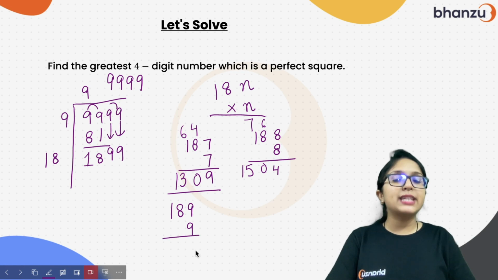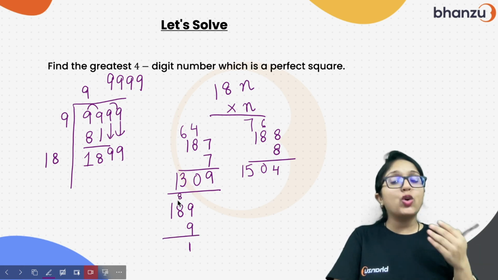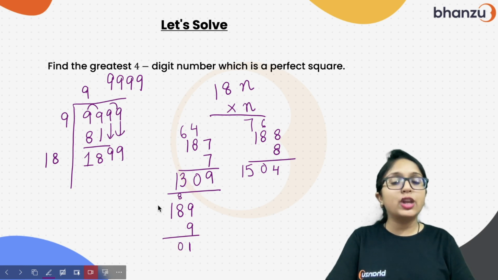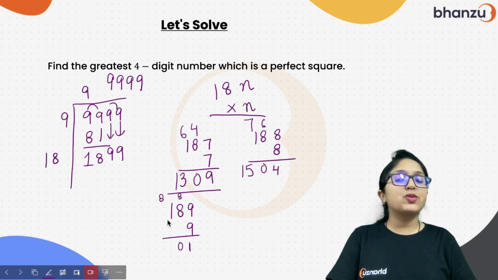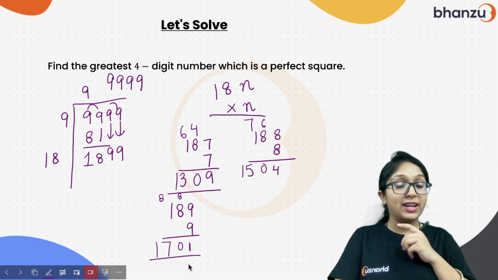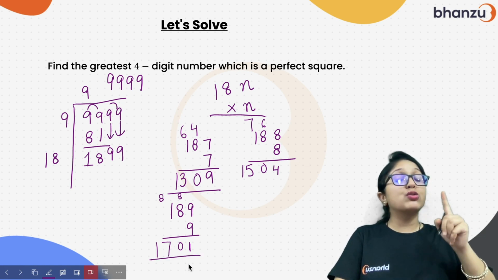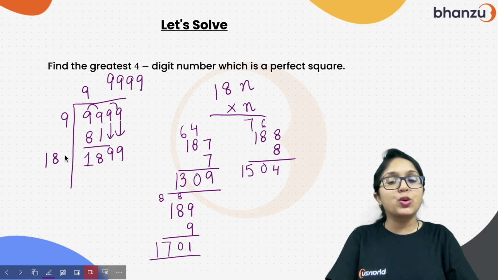Okay. So 9 times 9 is 81. 1 here, 8 as the carry. 9 times 8 is 72 plus 8 is 80. So 0, 8. And then 9 times 1 is 9 plus 8 is 17. So this is 1701. So I know that I can use a single digit only. So I should go with 9 here and 9 over here also, and then this is going to be 1701.